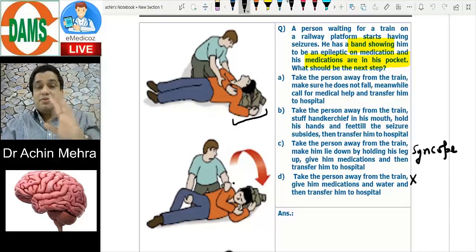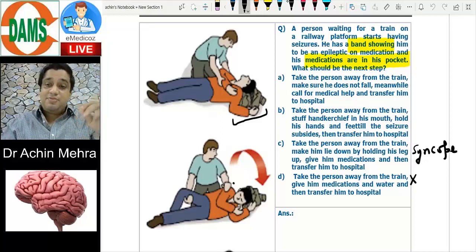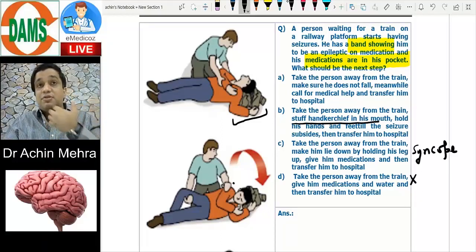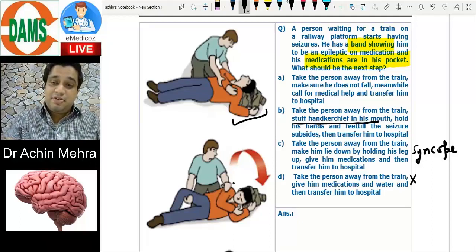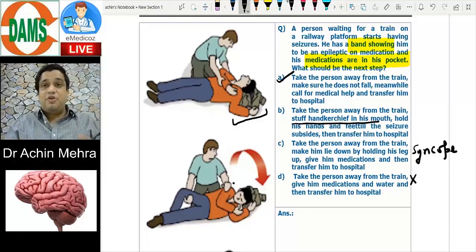No, no. Putting a handkerchief in his mouth won't really help. It might damage the patient, because if the handkerchief goes into his oral cavity, he might just gag with the handkerchief. So that doesn't make sense at all. Take the person away from the train, make sure he doesn't fall, meanwhile call for medical help, and then transfer him to the hospital.